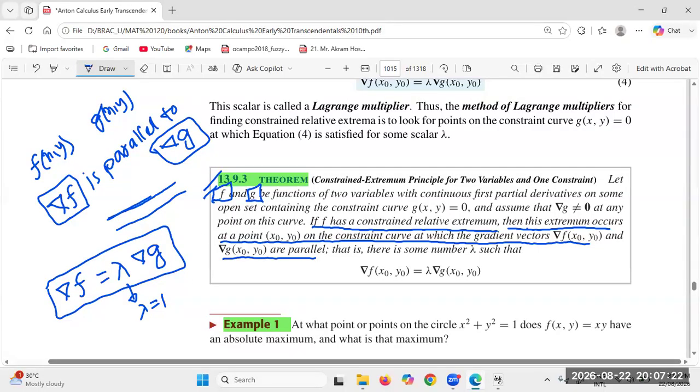So according to this theorem 13.9.8, if a function f of x comma y has an extremum value under the constraint g of x comma y, then at that extremum point the gradient of f must be parallel to the gradient of z, so we can write this condition: gradient of f is equal to lambda times gradient of z. So this is called the Lagrange multiplier process. This lambda is called the Lagrange multiplier.